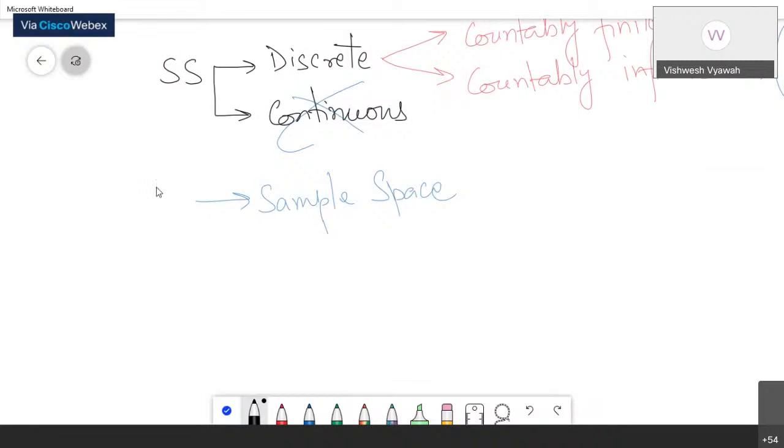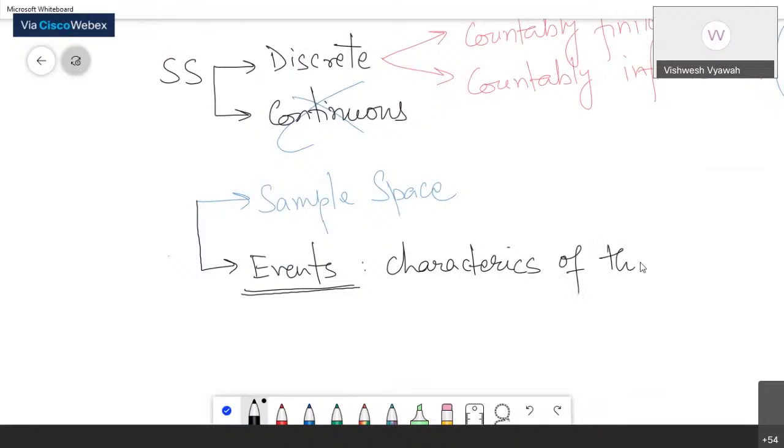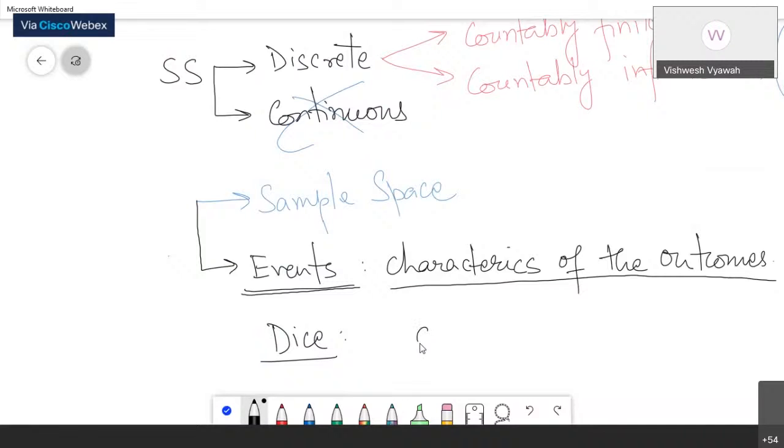The next thing that I am going to define is events. I have defined sample space, and I am going to define events now. Now what are these events? Sometimes we are interested in particular characteristics of the outcomes. Let me give you an example. We have this example of a dice. My sample space here is the set of all possible outcomes 1, 2, 3, 4, 5 and 6.